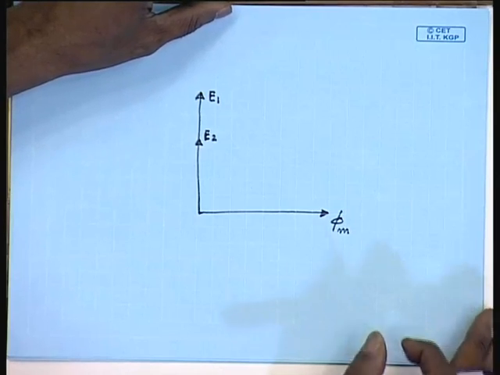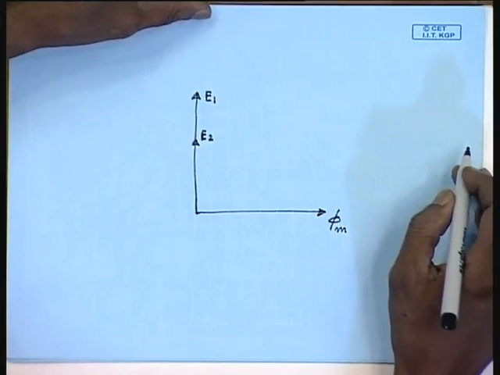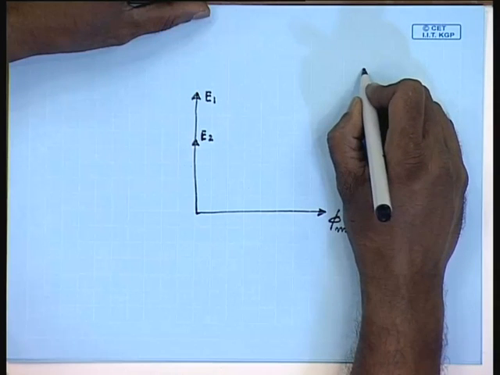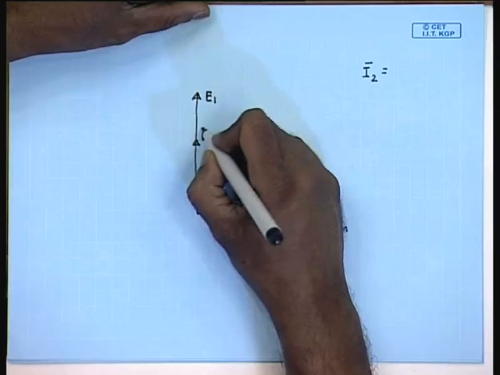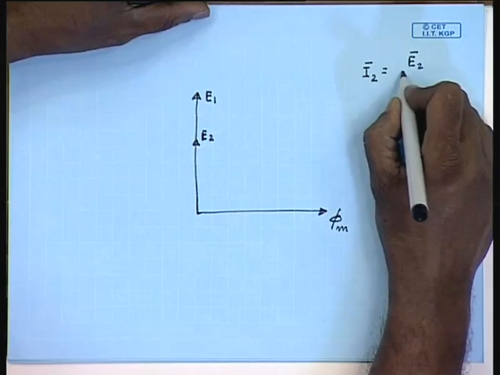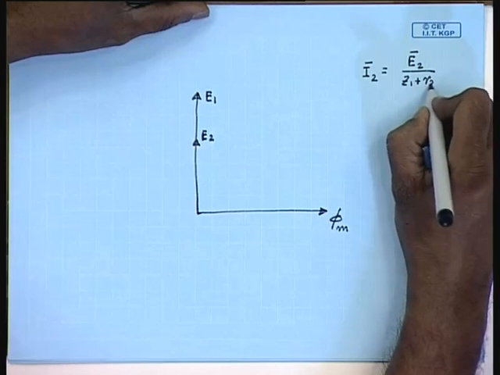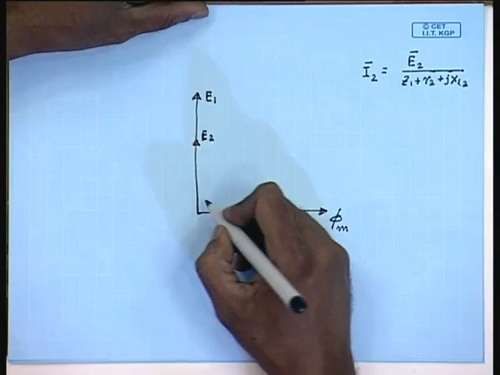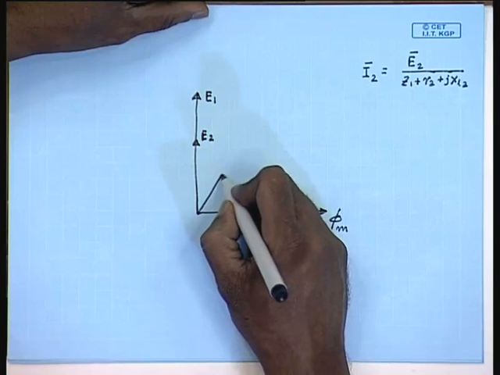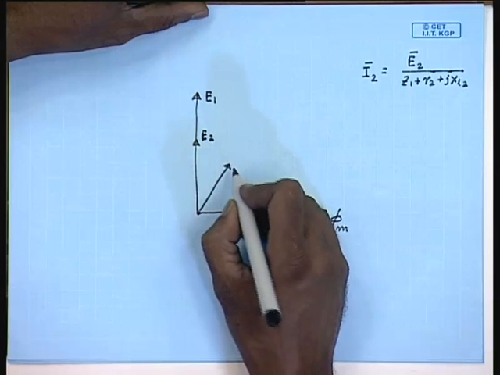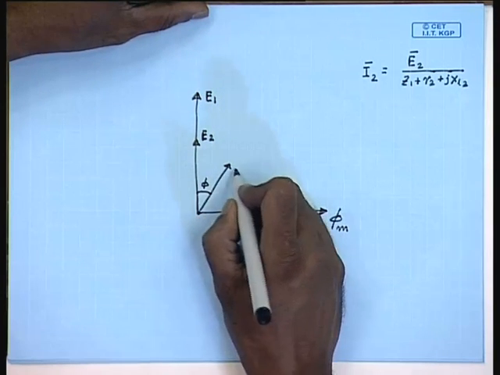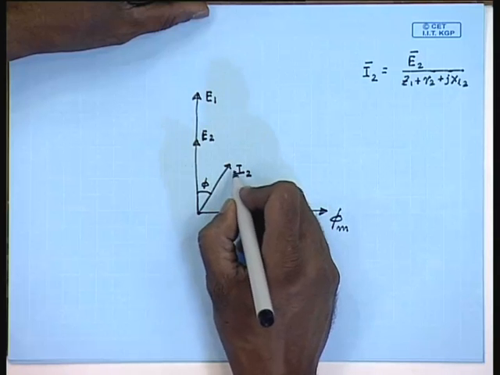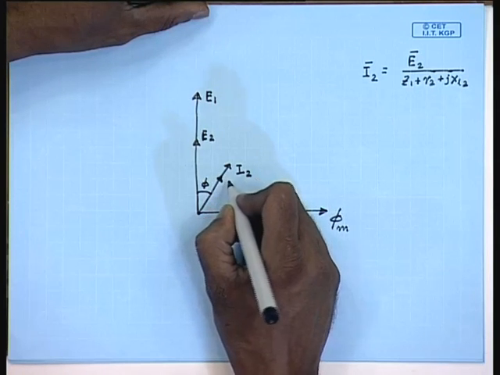Then the current I2 is given by, which will lag, assume to lag E2 by an angle phi. The phasor I2 dash will be in phase with I2 and will be in fact a scaled version of I2.